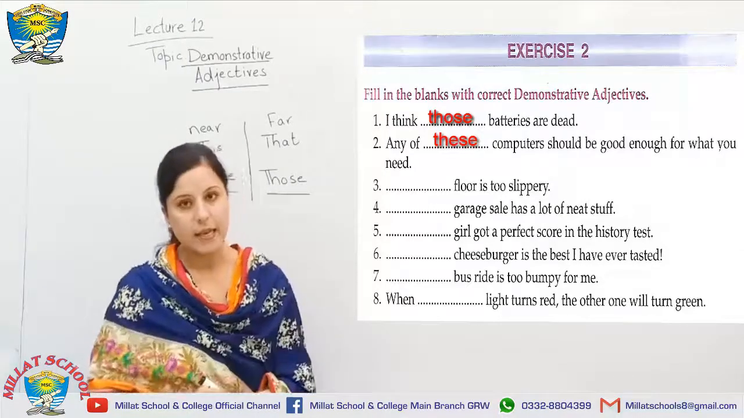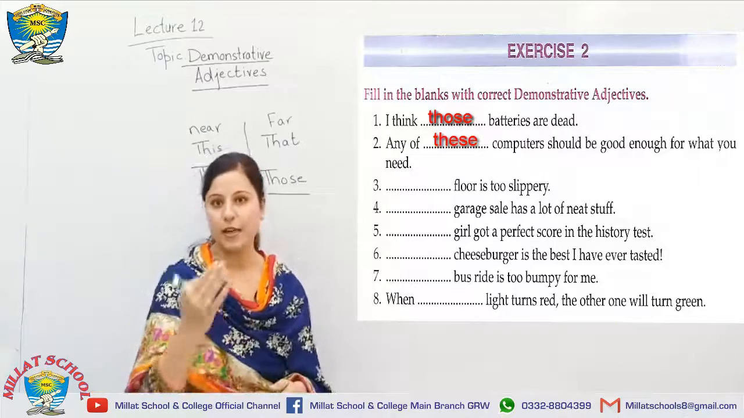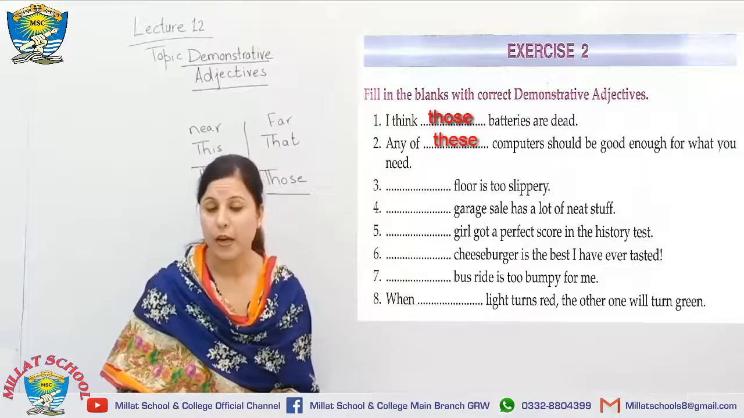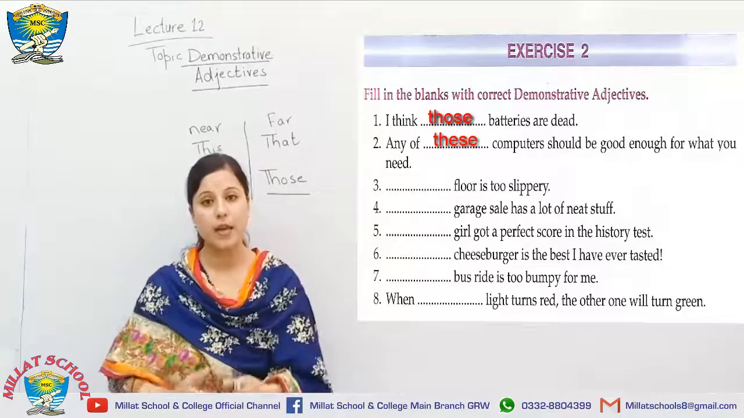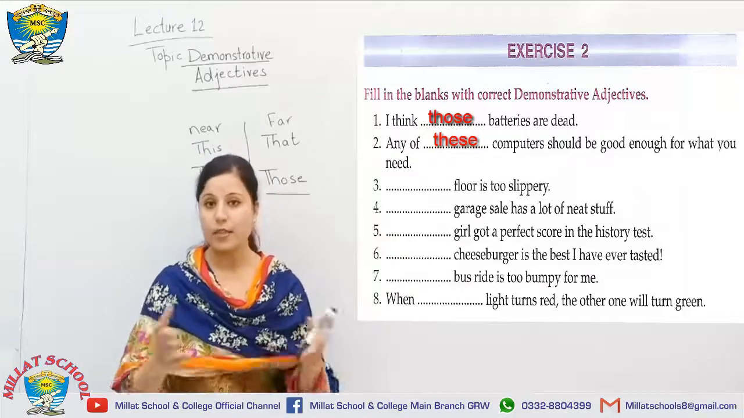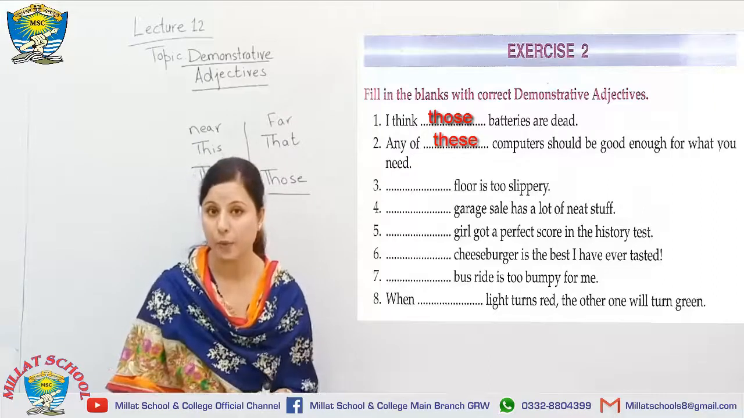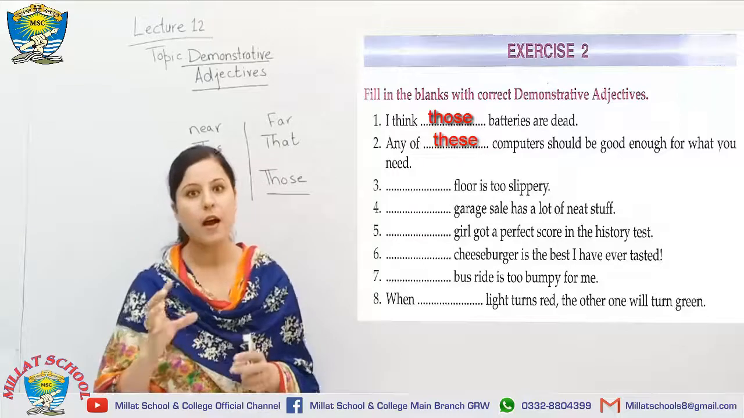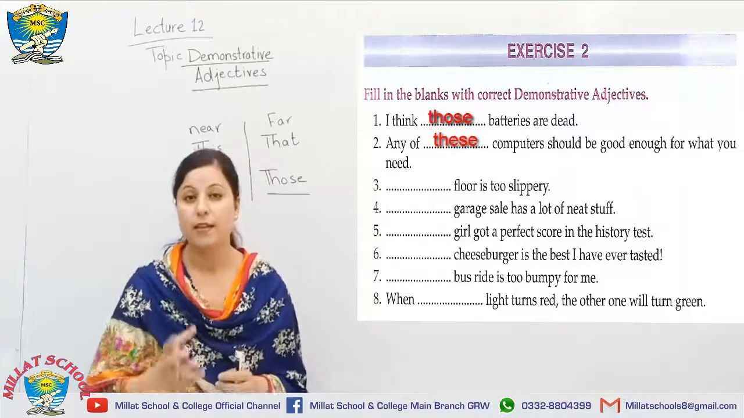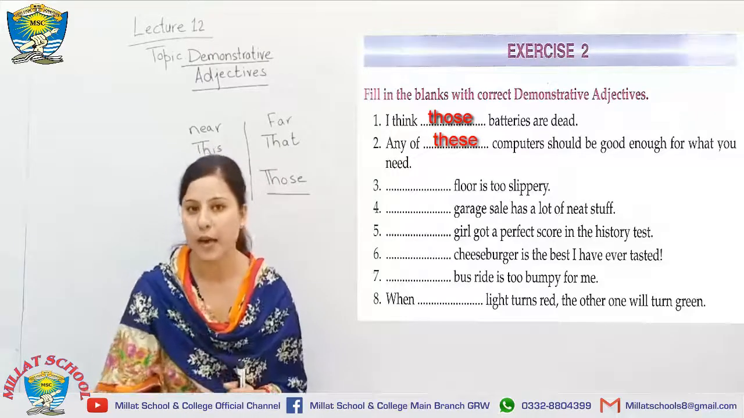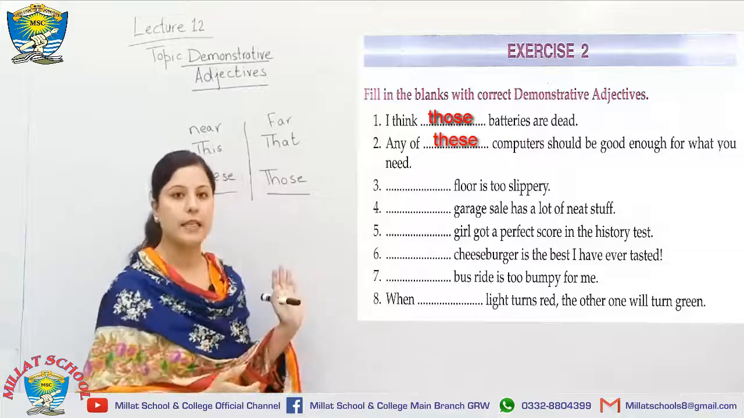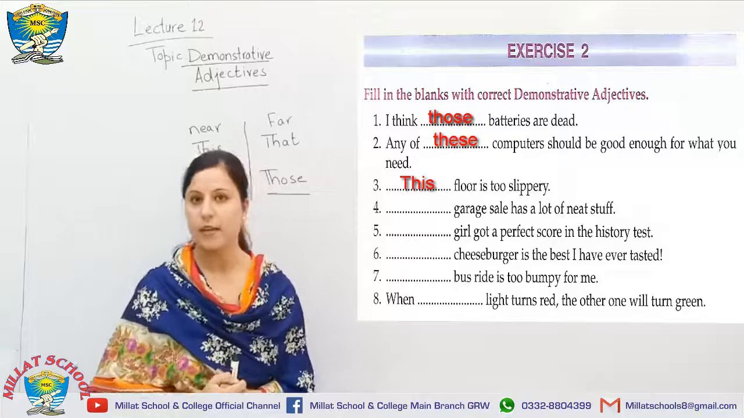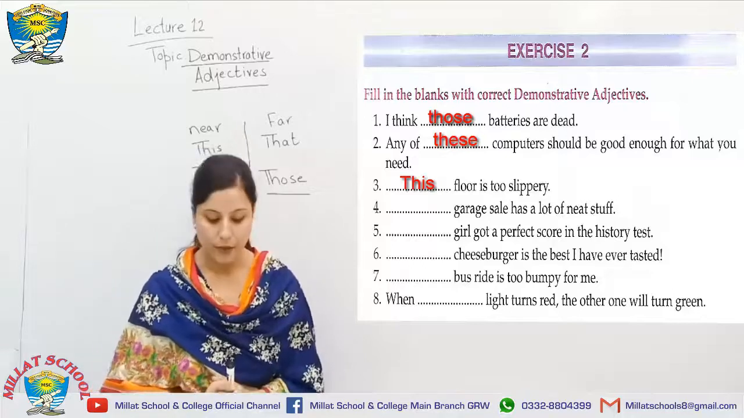So the next is sentence number 3. Dash floor is too slippery. Obviously, you are standing on some floor somewhere, and you are talking about that. So it means that floor is near to you. These are the common sense things that you should keep in your mind, that is how I should select these categories. Got it?